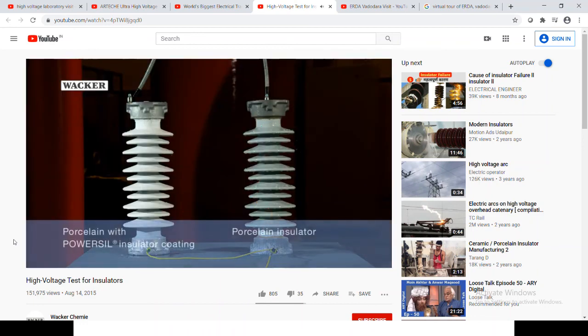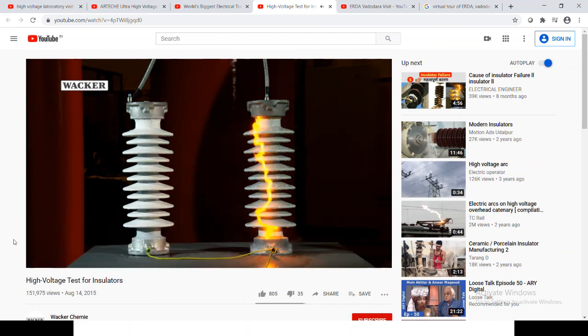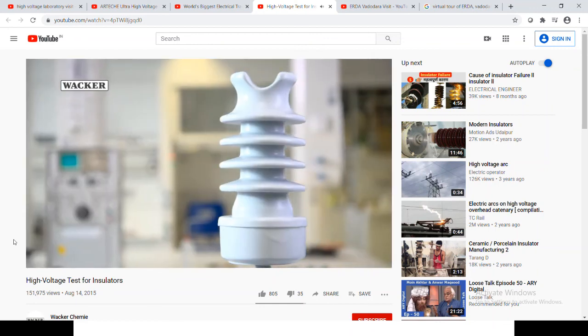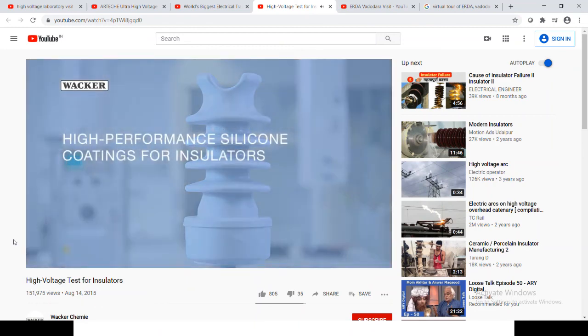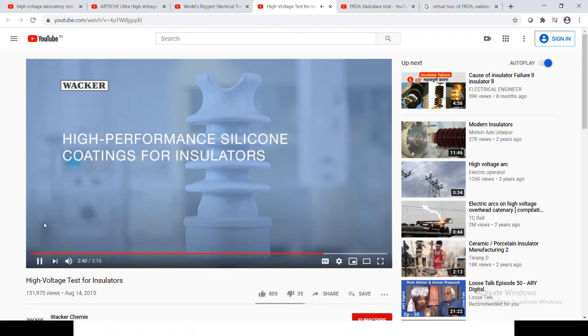At an elevated voltage, the coated insulator does not lead to discharges despite the additional pollution layer, while the clean, uncoated insulator exhibits a pollution flashover. With PowerSil insulator coating, Wacker experts have developed an efficient, long-lasting solution that will revolutionize the performance capability and service life of insulators. Wacker.